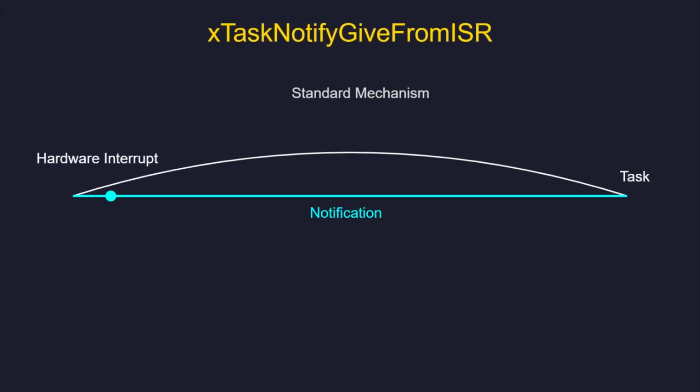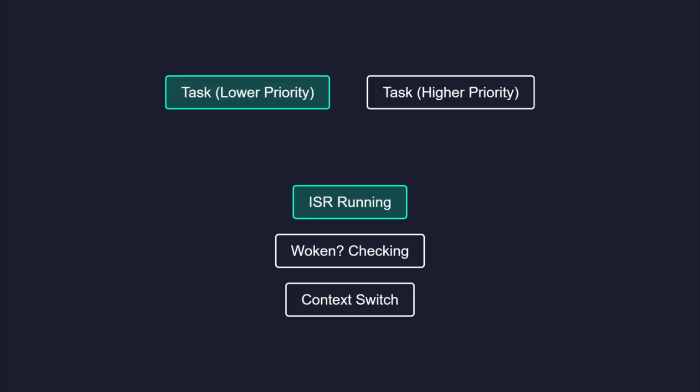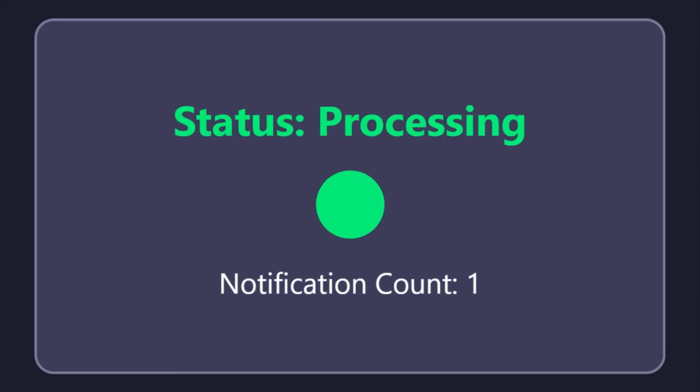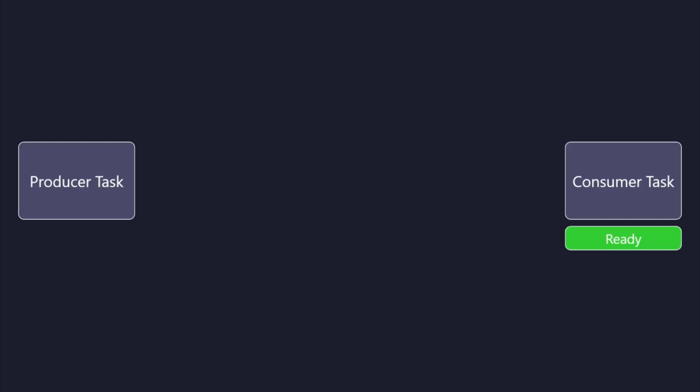The function xTaskNotifyGiveFromISR provides the fastest path to wake a task from a hardware interrupt, often saving several dozen clock cycles per call. The higher priority task woken parameter must be checked to determine if a context switch should occur before the interrupt service routine exits. Task notifications allow the sender to overwrite the previous value, providing a way to update status information without increasing the notification count.